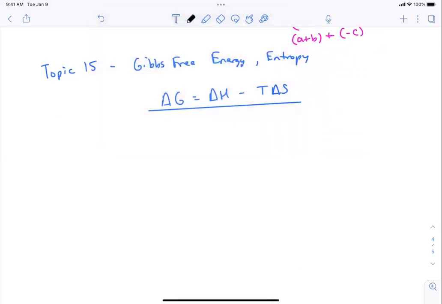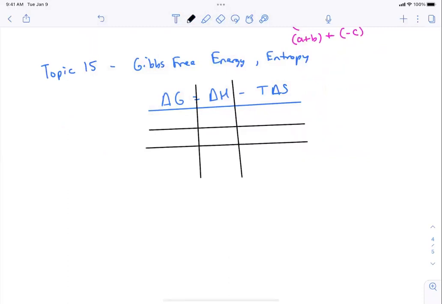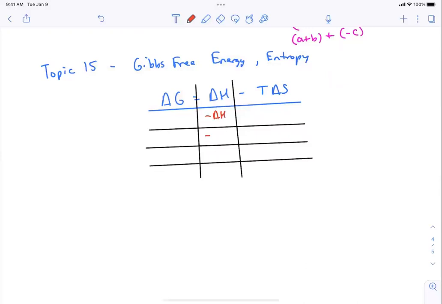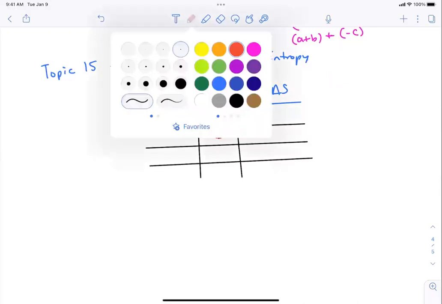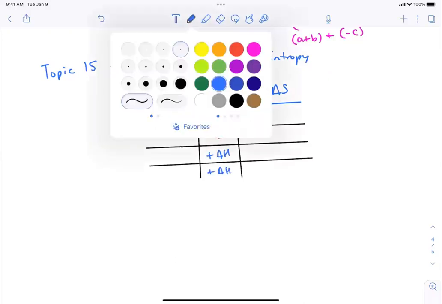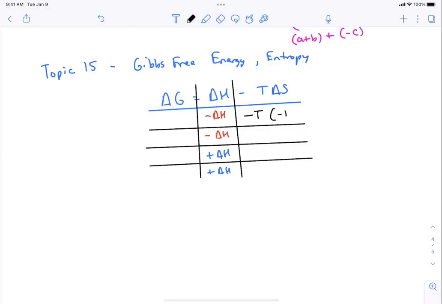And so I break this down like this. And there's 4 possible combinations of signs you could have. You could have negative delta H or positive delta H. And you could have negative T times negative delta S, negative T times positive delta S, negative T times positive delta S, and negative T times negative delta S. Those are your 4 combinations of terms.